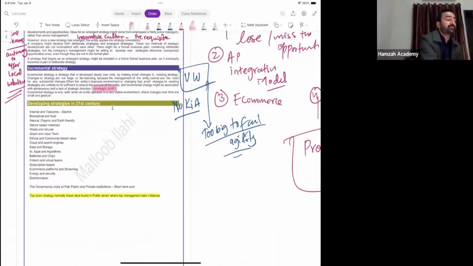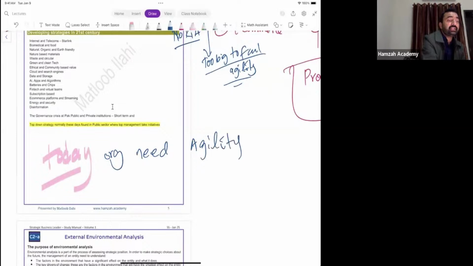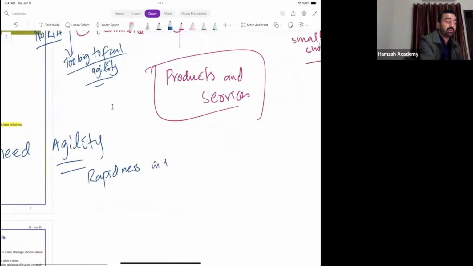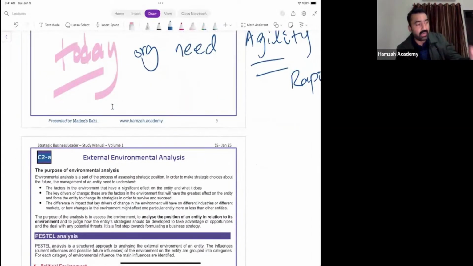Today, organizations need agility. Agility means fast, rapidness in their strategies. They need to quickly adjust and change their strategies.